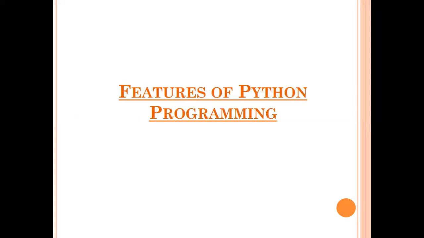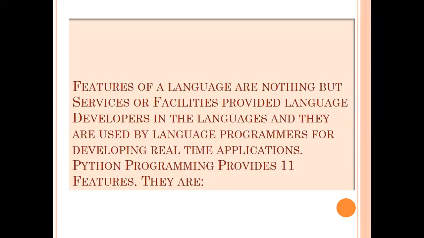Then we started with the features of Python. First of all, we need to know what are the features. What do we understand by features? Features are the services and facilities provided by the language developers in the language, and they are used by the language programmers for developing real-time applications. So we have 11 features, which we will discuss.